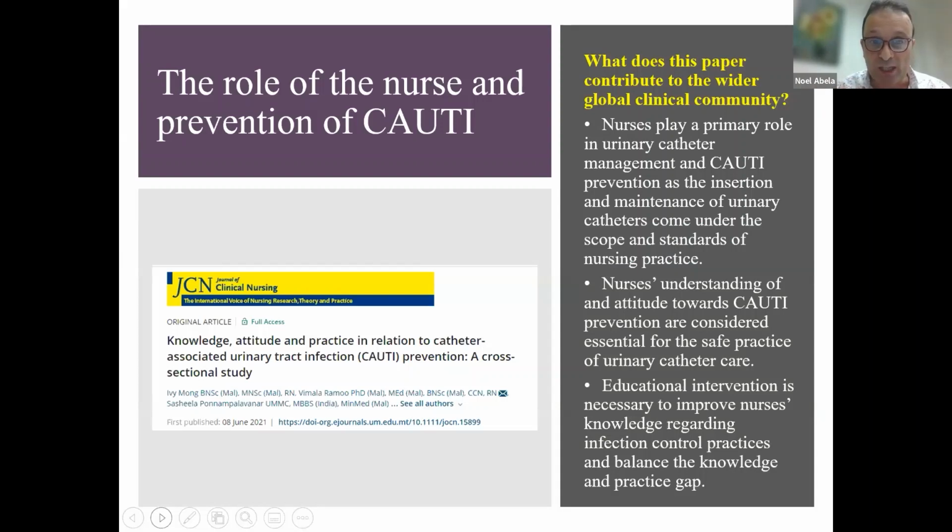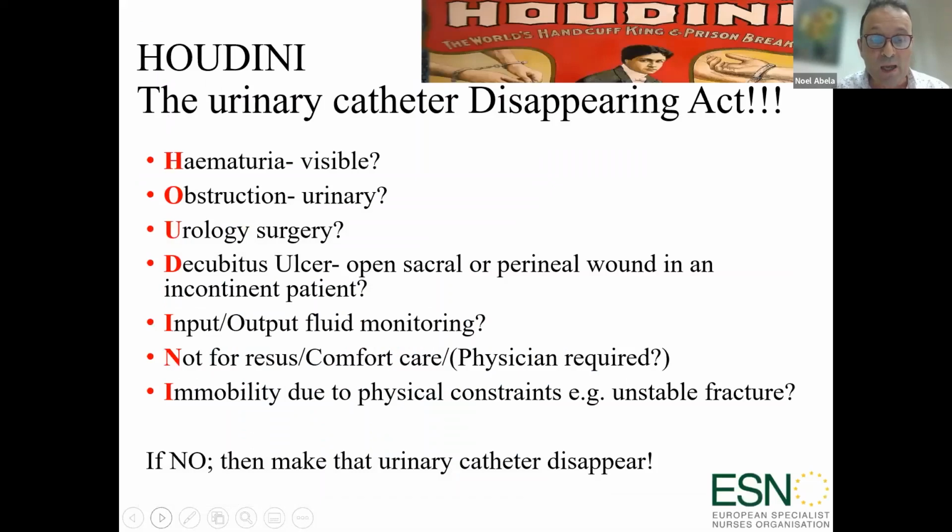This was about the knowledge, attitude, and practice in relation to CAUTI. It was a cross-sectional study. And what does this paper contribute to the wider global clinical community? There were 3 points. First of all, nurses play a primary role in urinary catheter management and CAUTI prevention, as the insertion and maintenance of urinary catheters come under the scope and standards of nursing practice. Nurses' understanding of and attitude towards CAUTI prevention are considered essential for the safe practice of urinary catheter care. And lastly, education intervention is necessary to improve nurses' knowledge regarding infection control practices and balance the knowledge and practice gap.